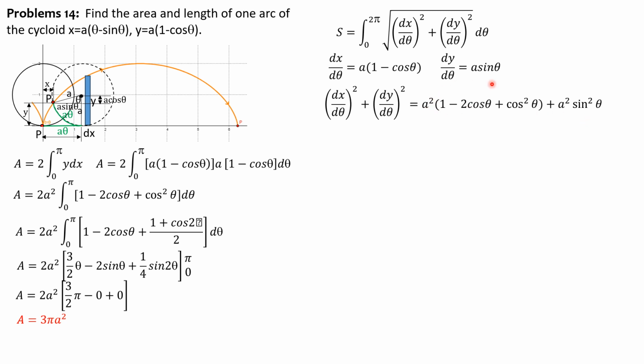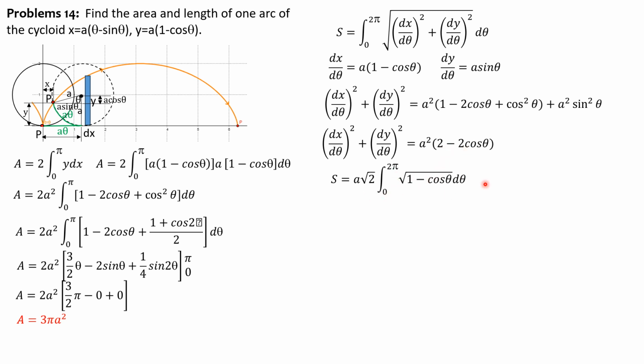So we have a squared cosine squared theta plus a squared sine squared theta, which is a squared, because cosine squared theta plus sine squared theta is 1. So a squared plus a squared is 2a squared, or in other words, a squared times the quantity 2 minus 2 cosine theta. Extracting the square root, substitute here. So we have a square root of 2. So s is a square root of 2 times the integral from 0 to 2 pi of 1 minus cosine theta d theta.